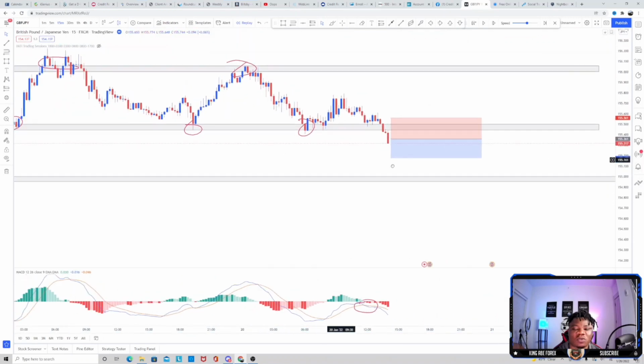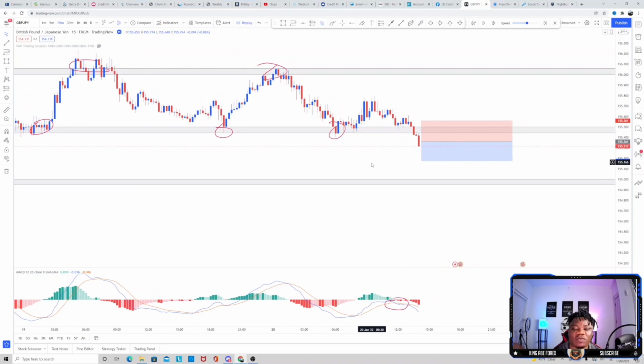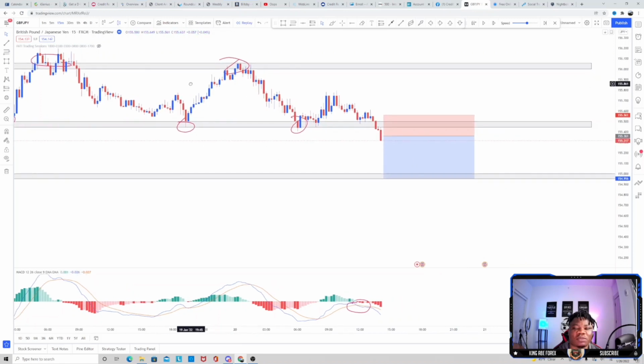All right, so we have our entry, we have our confirmation for the MACD as well. Now we're gonna target this zone here, and now we're looking at 40 pips right here, risk to reward ratio 2 times. So let's see how this trade actually played out.